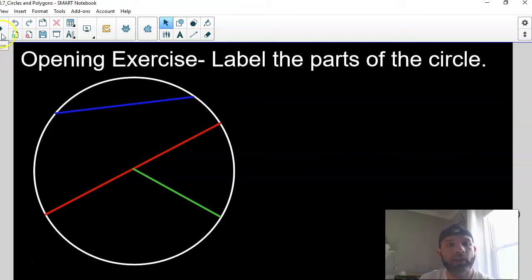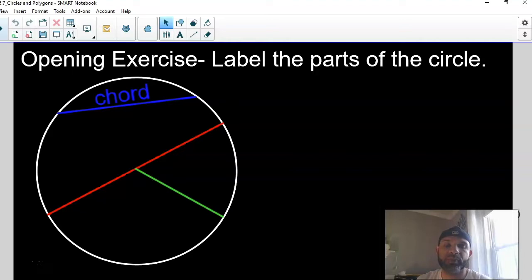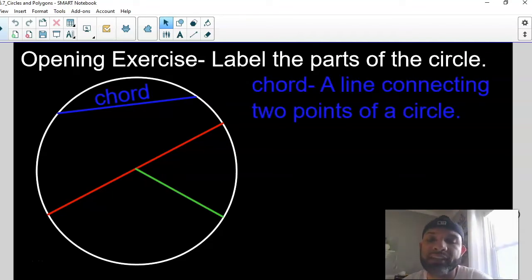Okay, so assuming that you've paused the video and now you're back, here are the parts we're going to be talking about today that are very important for us to derive pi. We'll talk about that in a second. But the blue line, the first part, is called a chord. Now what is a chord? If you want to write this down, very important: a chord is a line connecting 2 points of a circle. Okay, so that's a chord.